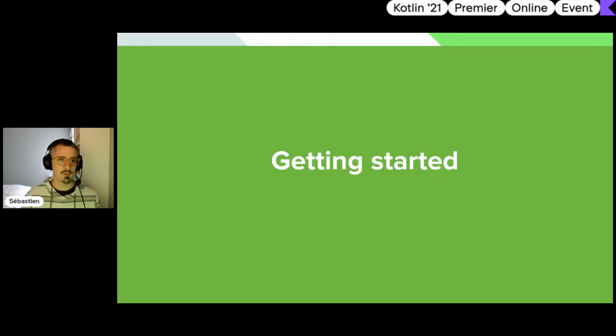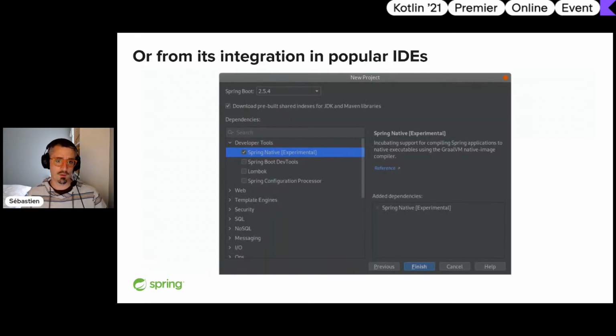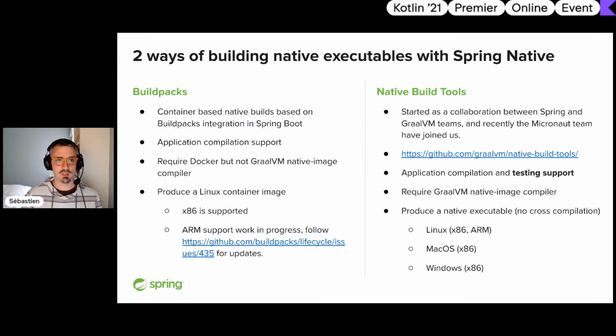So if you want to start using Spring Native and compile your Spring Boot application to native with Kotlin, your native journey starts on start.spring.io. There is now a Spring Native dependency that you can use. And if you select that from the website or from the IDE integration here for IntelliJ IDE, it will basically automatically configure your project in order to be able to build your native applications. So you don't have to read all the documentation to find the right configuration.